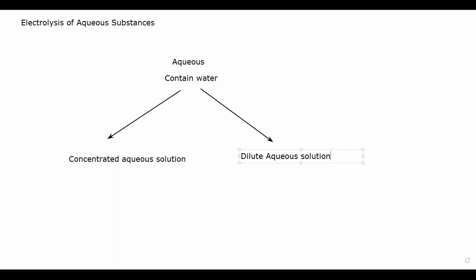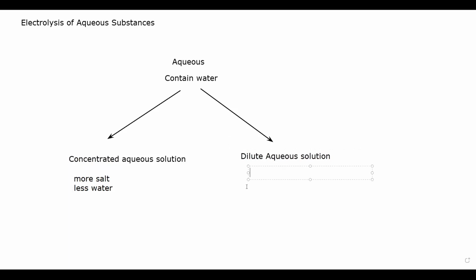The term concentrated aqueous solution means that it contains more salt and less water, a small amount of water. When we compare the proportion, the number of particles, there are more salt particles and very few water particles. We call it an aqueous solution because water is there. But in comparison, the number of water molecules is small. So we call that a concentrated aqueous solution.